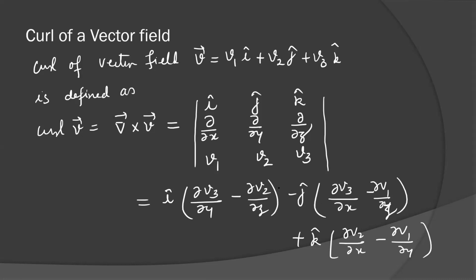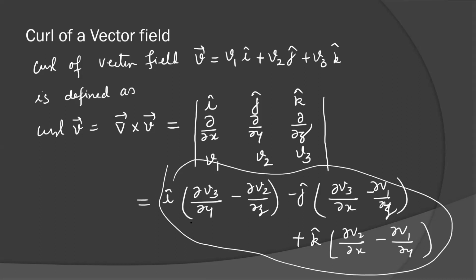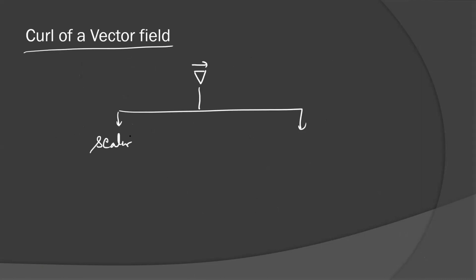So this is the definition of curl. The output is a vector value, because we are doing the cross product, so it is a vector function. So what we have studied till now: if we take the del operator, we can multiply it with a scalar field and with a vector field.